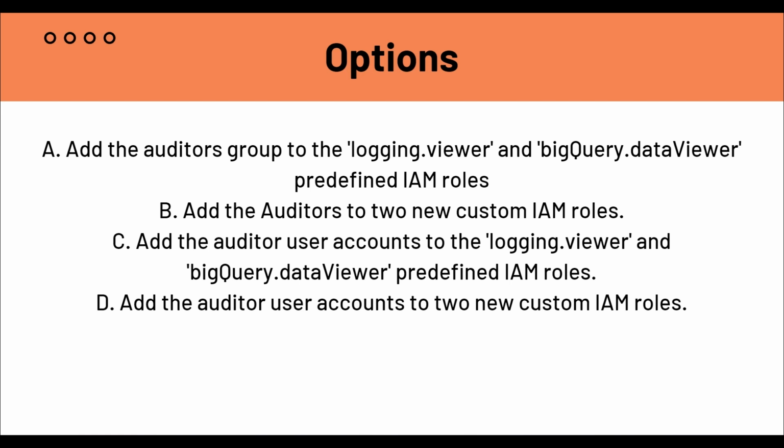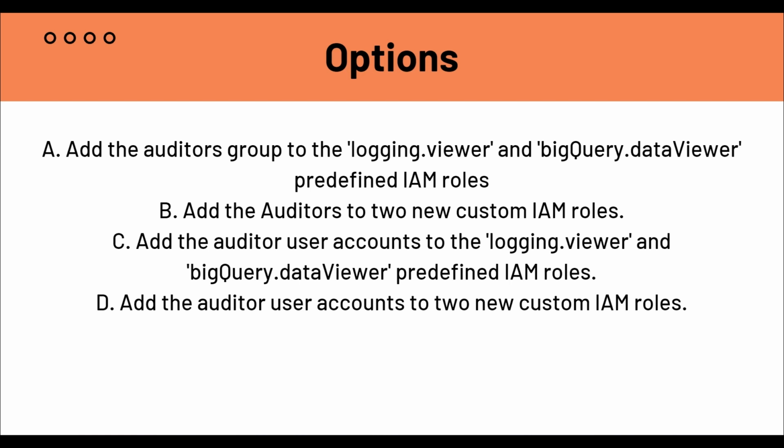So B, add the auditors to 2 new custom IAM roles. That is not the answer because it's creating new addresses, right? It's creating new custom IAM roles. We don't want that. So B is not the answer, and D is doing a similar thing. Add the auditor user accounts to 2 new custom IAM roles. It's doing a completely similar thing. We don't want that, so D is also not the answer.